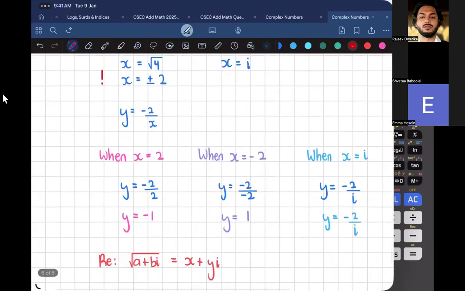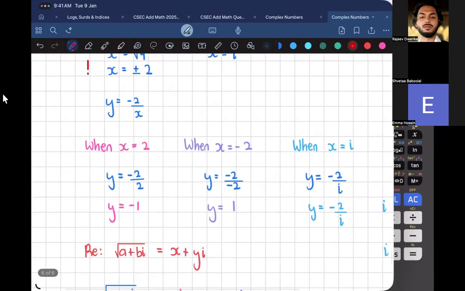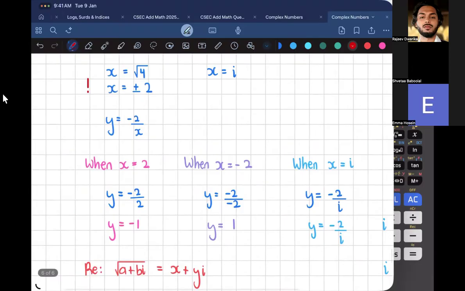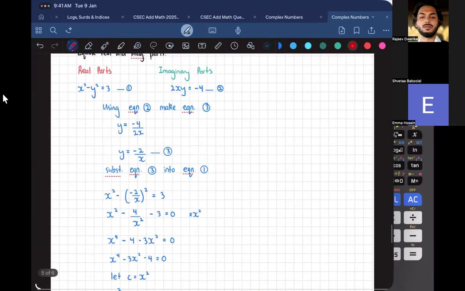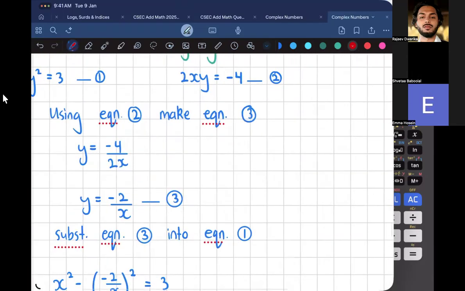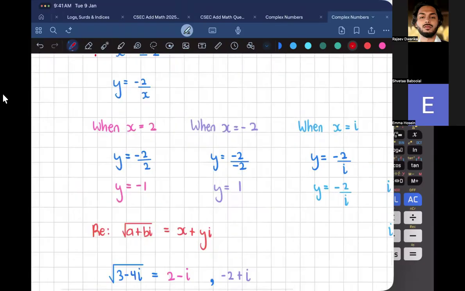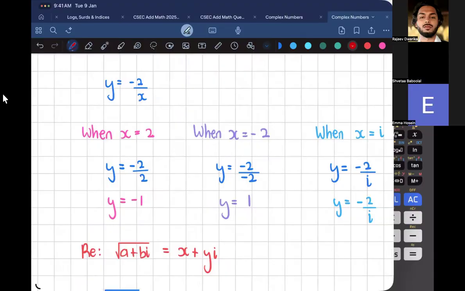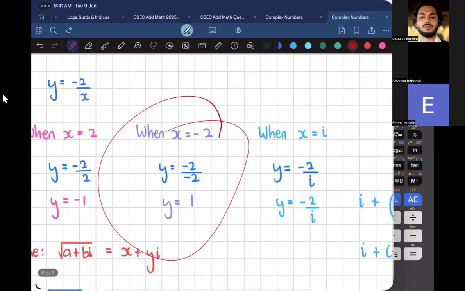Right, then we consider the different cases for x. So we're going to look at when x is 2, when x is minus 2, and when x is i. You're going to recall what the third equation was. The third equation tells us what y is in terms of x, so it's going to be minus 2 over x. In this case, x is 2, minus 2 over 2 is minus 1. In this case, it's going to be 1. And in this case, minus 2 over i.